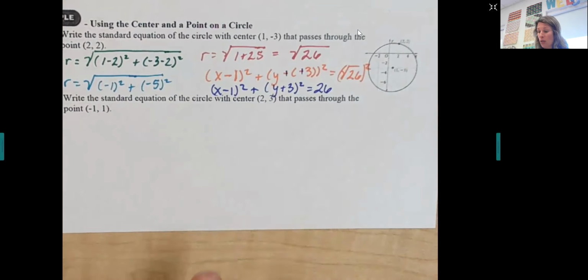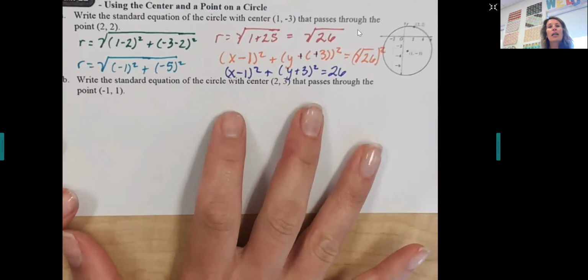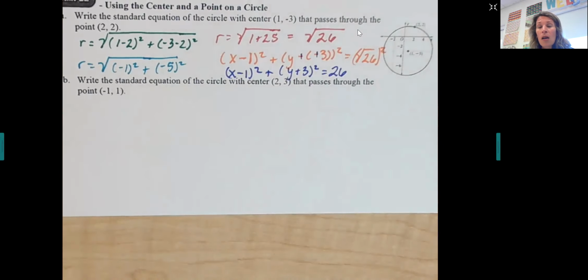So now you guys are going to practice. Since we've practiced writing the equation of a circle, we should be very good at the distance formula. You guys are going to do B on your own, and you're going to push pause. And then once you've got the answer, you're going to check your answer against mine.